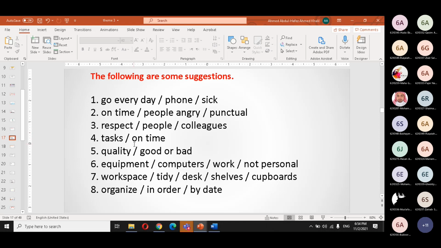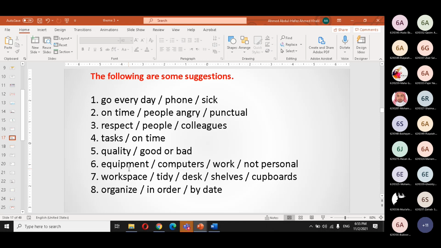Number 4, the picture where he was writing on a piece of paper: you must do all your tasks on time. Number 5, the picture about tasting food: you must check the quality of your work. And number 6, this lady who was playing games: you must not use the equipment like computers for personal things. You must use them for work, not for personal things.